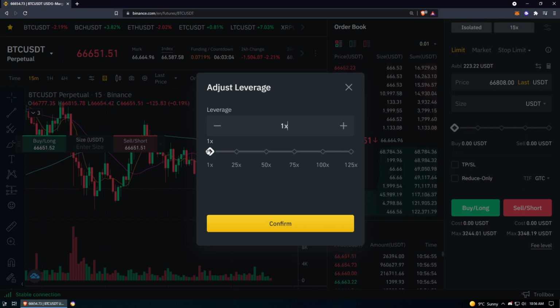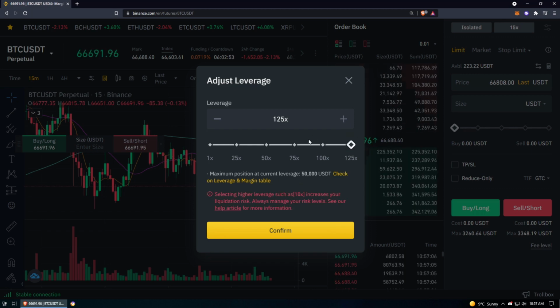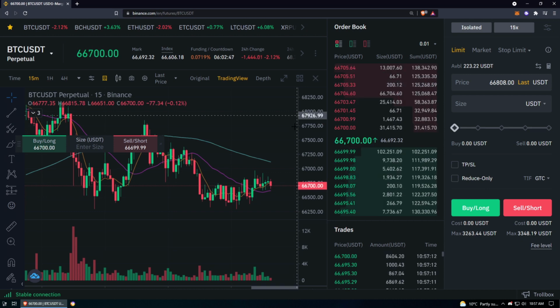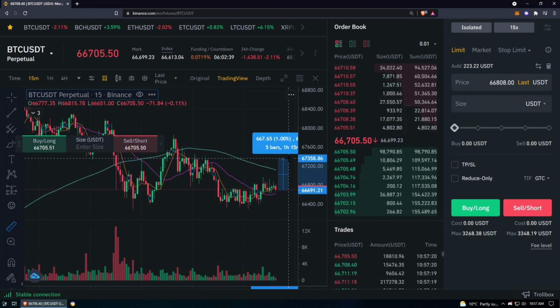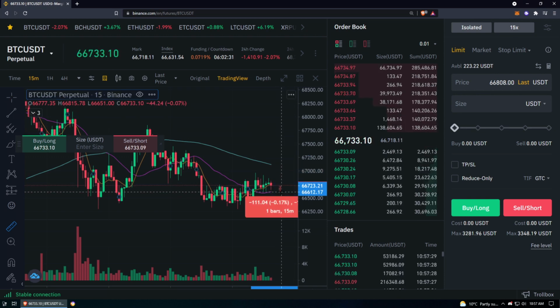So basically what leverage is, if you put in 2x leverage, it's 2 times the amount of money you would put in on a spot trade. If you use 3 times, it's 3 times the amount of money. If you use 125, it's 125 times the amount of money. So therefore, it's 125 times the upside when the coin goes up. So for example, if it goes up 1% on 125 leverage, you would get 125%. But it works in both ways.